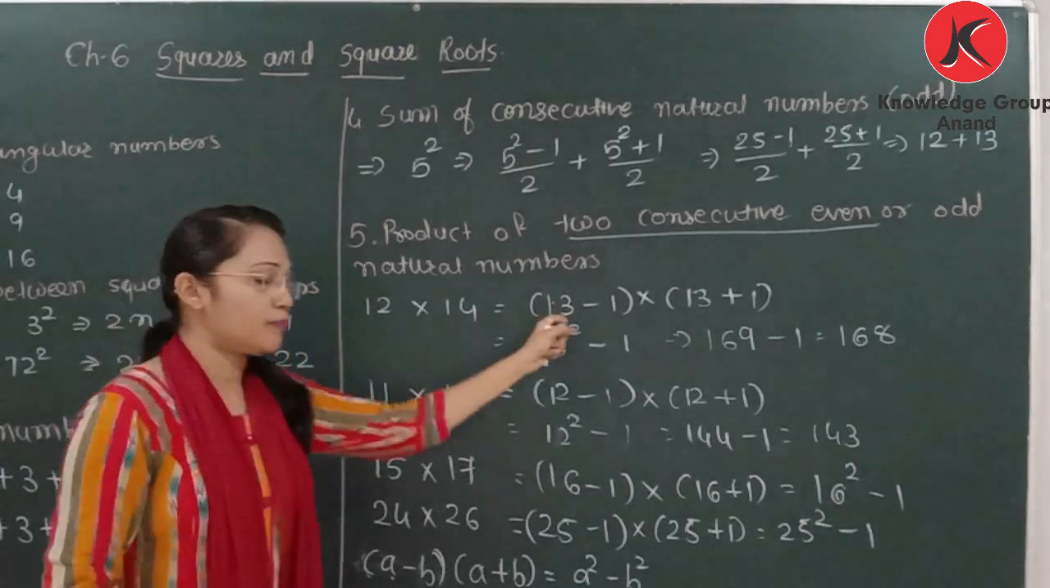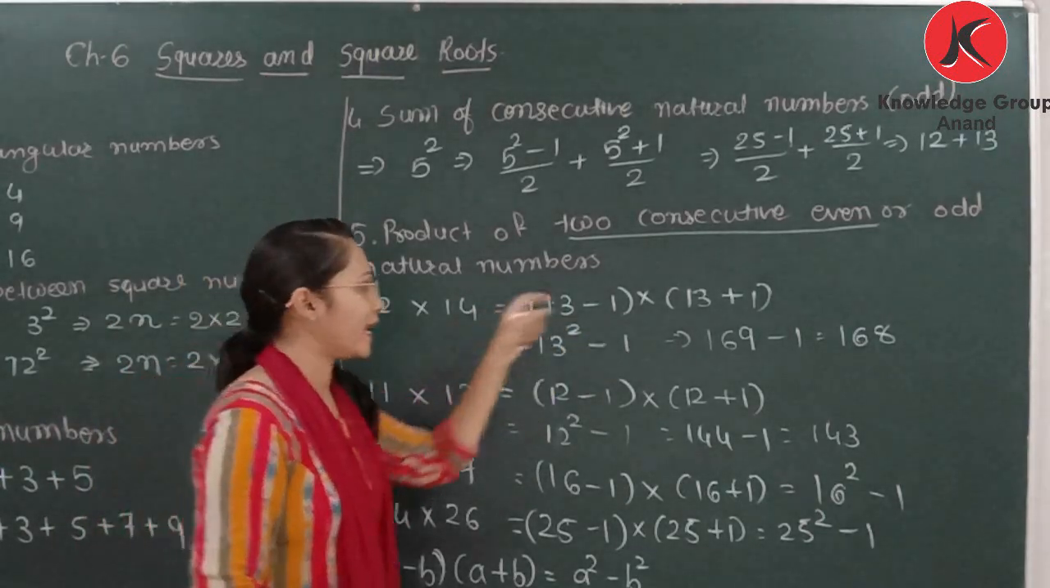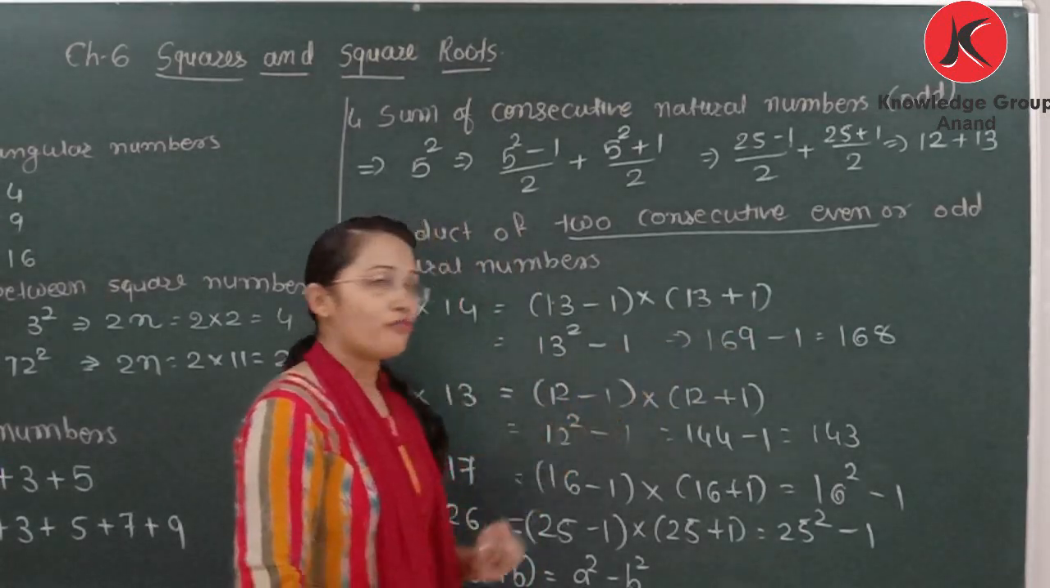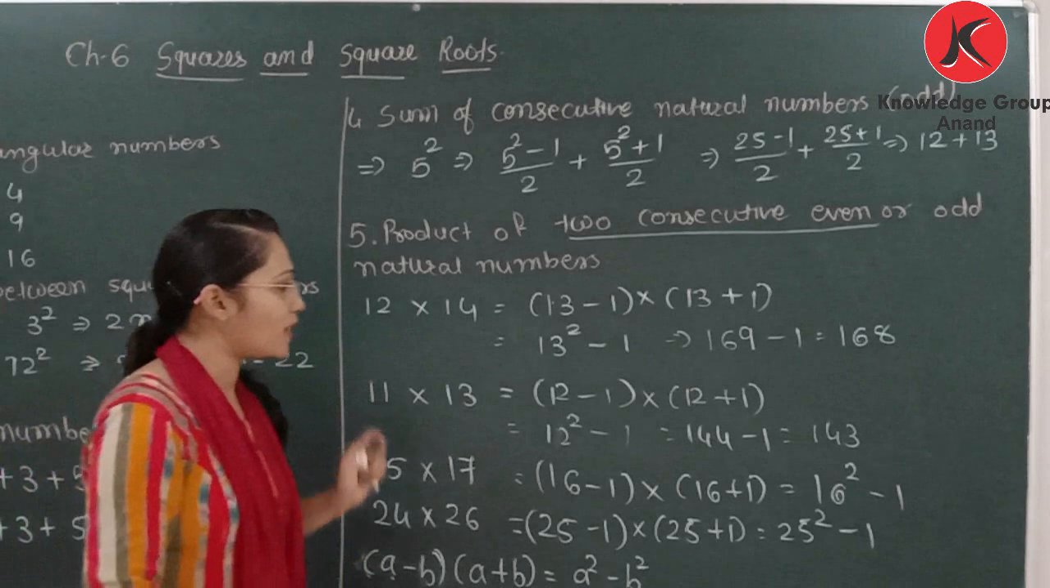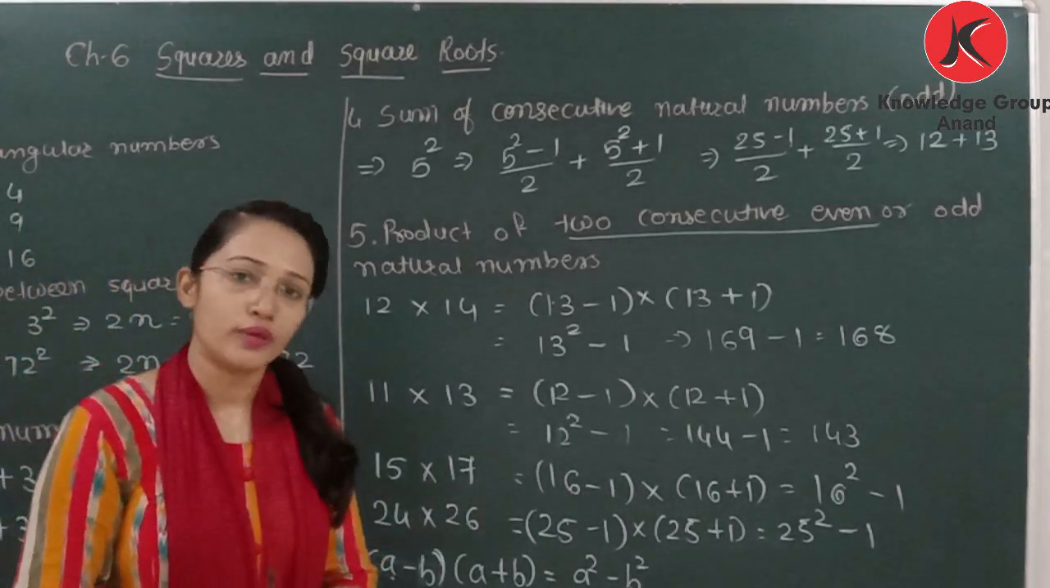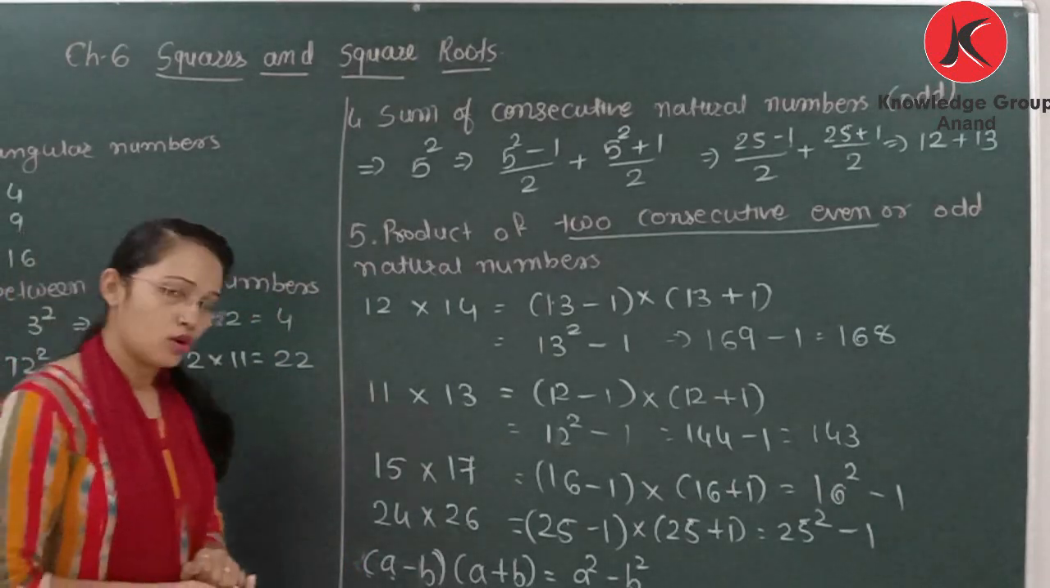Between 12 and 14 is 13. So 12 can be represented as 13 minus 1 and 14 can be represented as 13 plus 1. So it is 13 square minus 1, that is 169 minus 1. Likewise, you can perform the multiplication of any consecutive even numbers or any consecutive odd numbers.